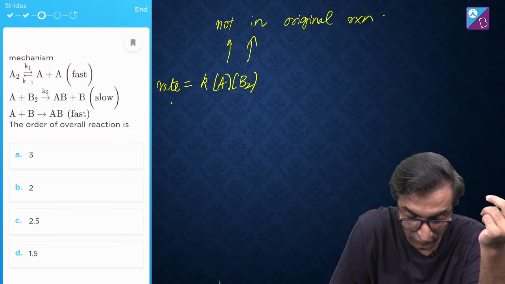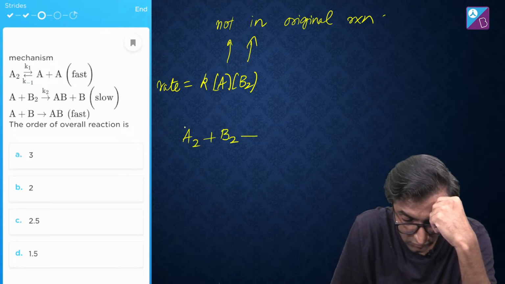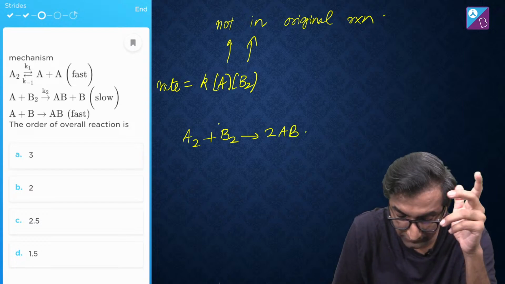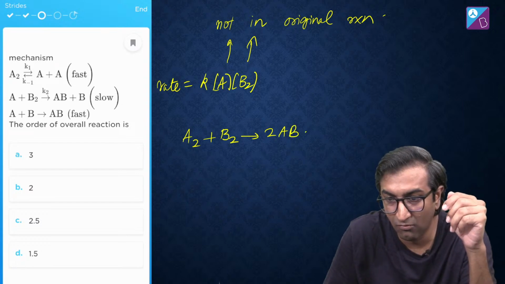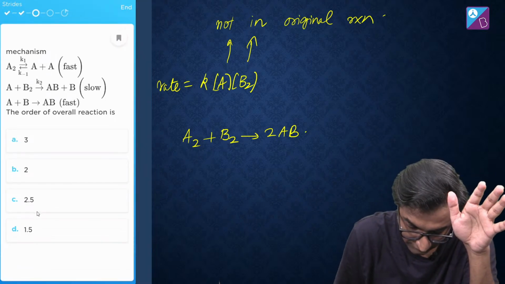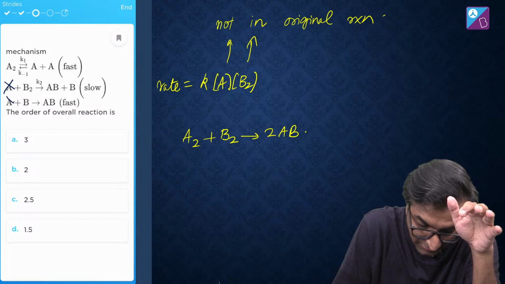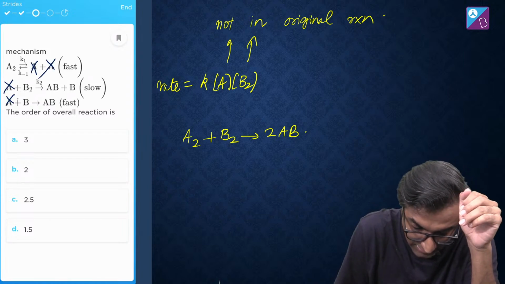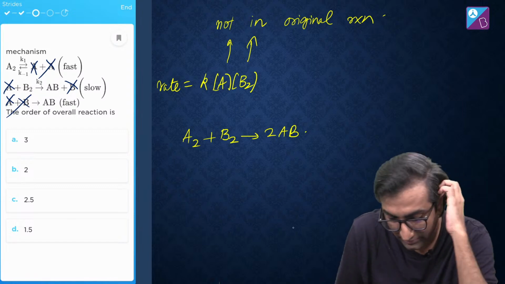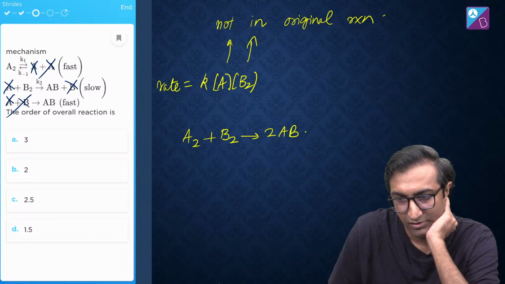Okay, what is the overall reaction? Let's look at the overall reaction. Overall reaction is A2 plus B2 gives me 2AB. Correct? Let's go to this screenshot to show you that these guys get cancelled out. A went here, A went here, A went, A went, okay, and B went, B went. Meaning this is the overall reaction.